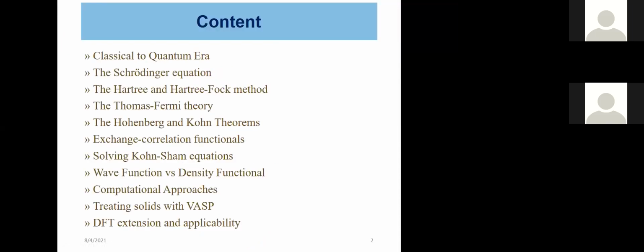The content will be like this: we will see a brief picture of how we transition from the classical to the quantum era, in perspective to density functional theory. We'll talk about the basic formulation of the Schrodinger equation, and then the Hartree and Hartree-Fock methods. Then we will also see a brief of Thomas-Fermi theory, and then our famous Hohenberg-Kohn theorems and exchange correlations. Then we will see how we can solve these Kohn-Sham equations in density functional theory and the approach to do it.